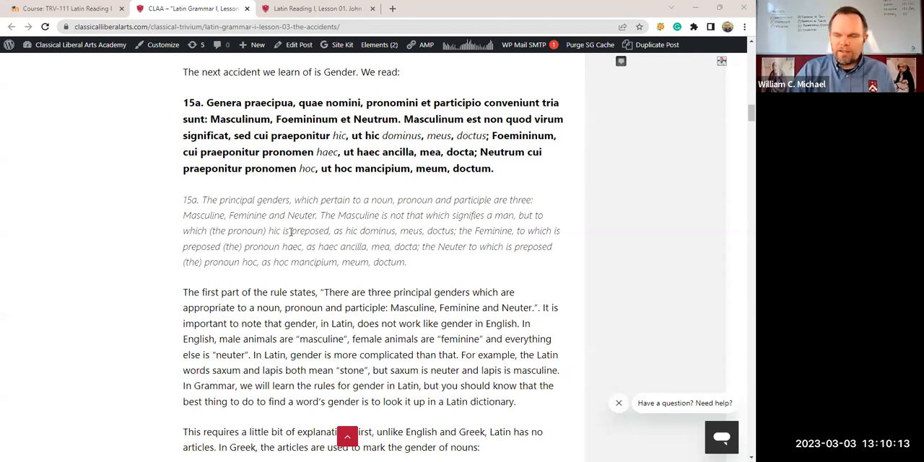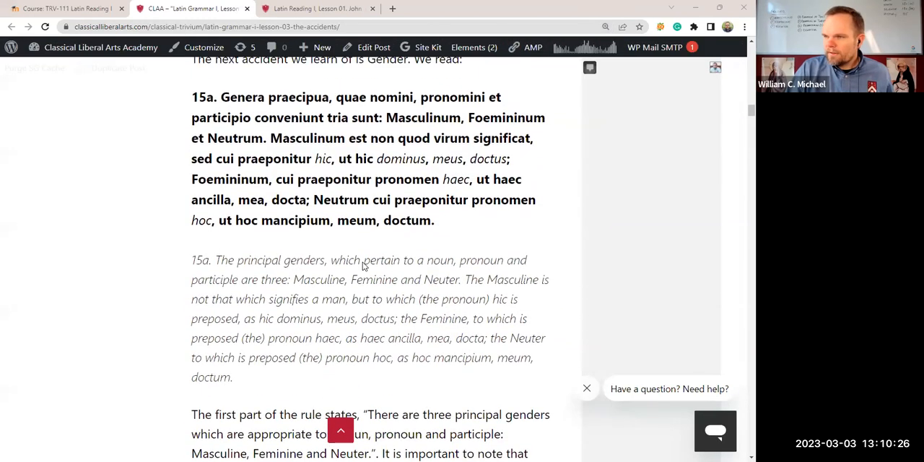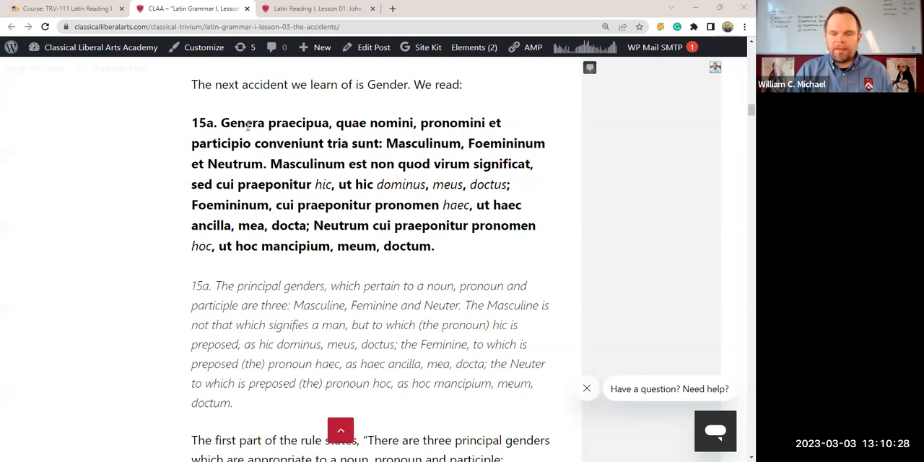So we studied gender. Give me a quick wave if you can see the rules on my screen. Everybody see that? Good. Okay. I'll zoom in a little bit more here so it's bigger. So we're down in rule 15 on the lesson page.